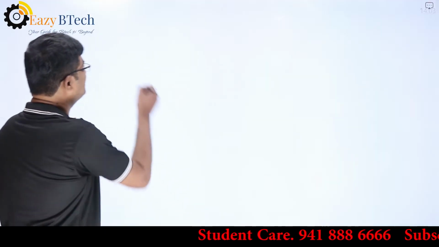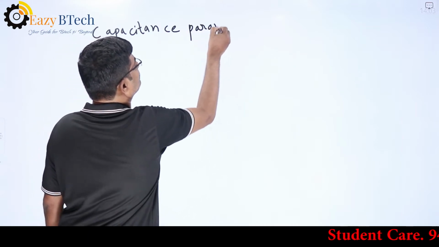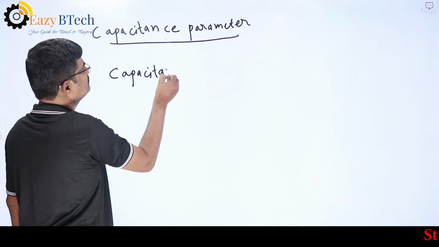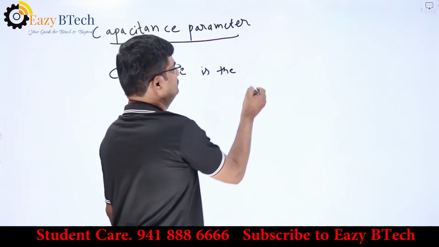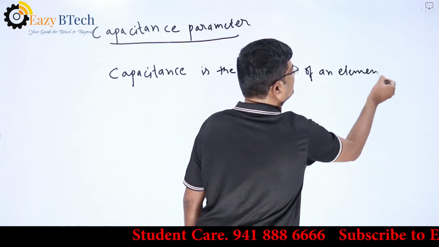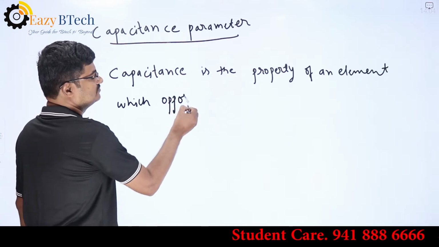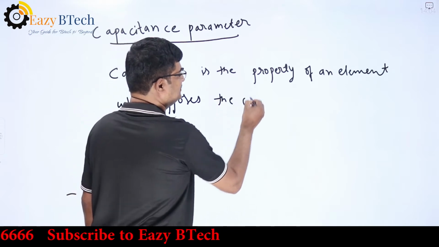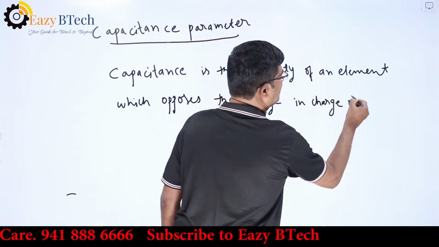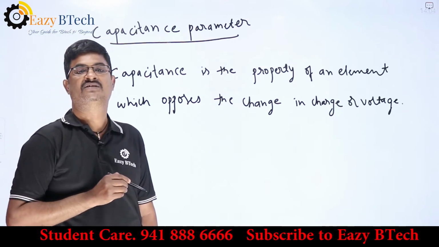The next topic is the capacitance parameter. Capacitance is the property of an element which opposes the change in charge or voltage. So here capacitance is the property of an element which opposes the change in charge or voltage.